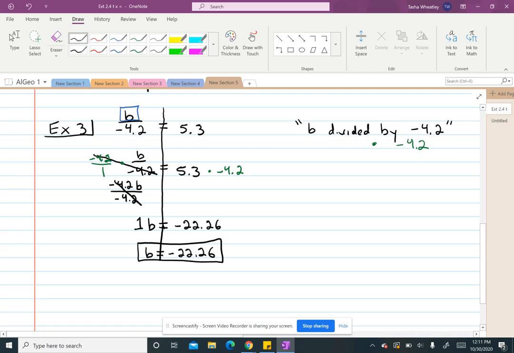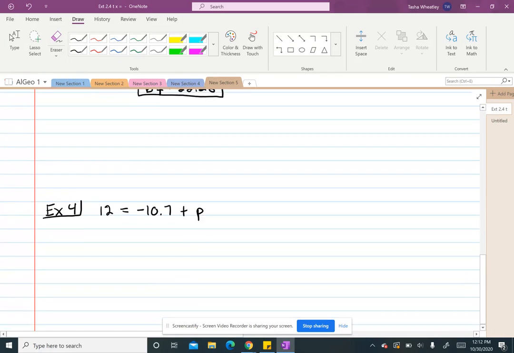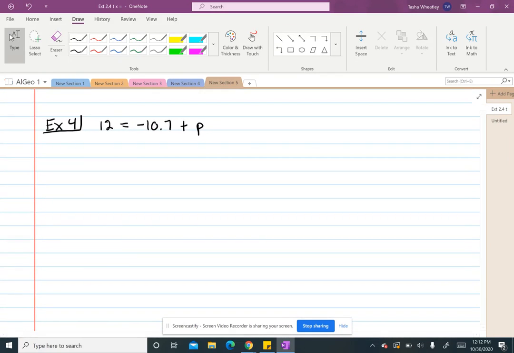Then you could check your answer as we've done before by taking our answer, substituting it into the original equation, and making sure that both sides are equal. So when I substitute negative 22.26 in for b and divide by negative 4.2, my answer should be 5.3. If it doesn't equal, then that tells you there's something wrong with your answer that you need to go back and check. So then let's look at example 4.